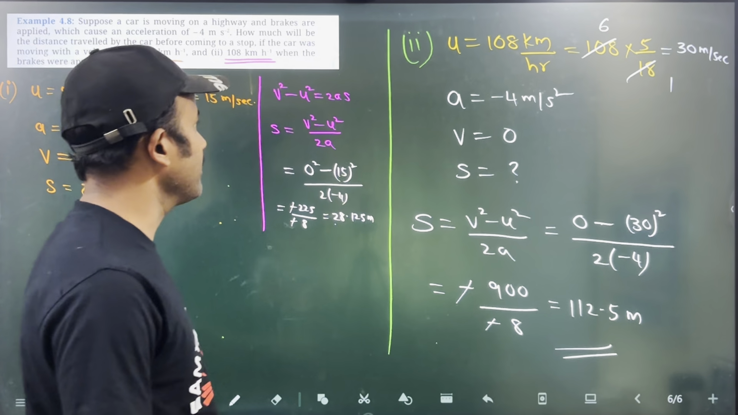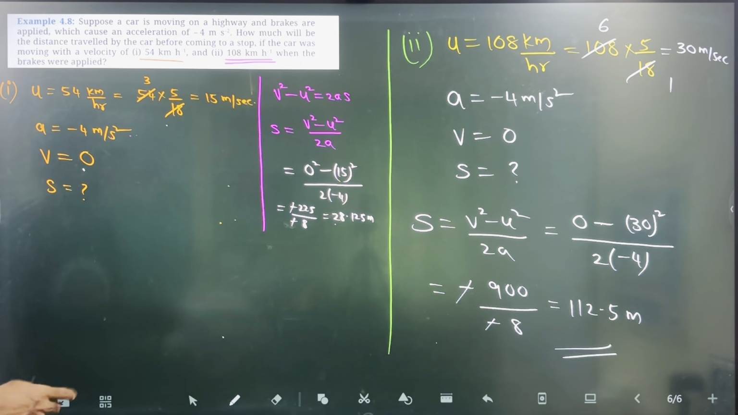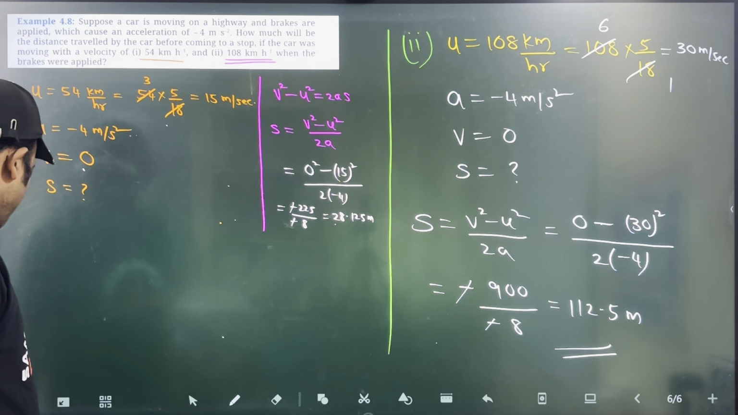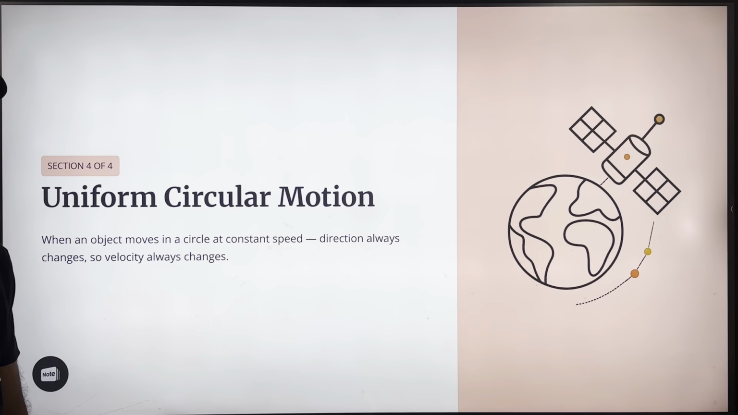Okay, so in this way we can find out the stopping distance by using the equation of motion. Come to here, next one is uniform circular motion. So what do you mean by uniform circular motion? When an object moves in a circle at constant speed, its direction always changes, so velocity always changes.